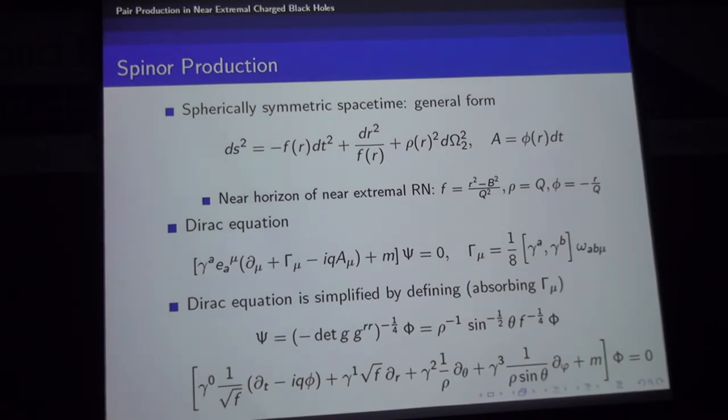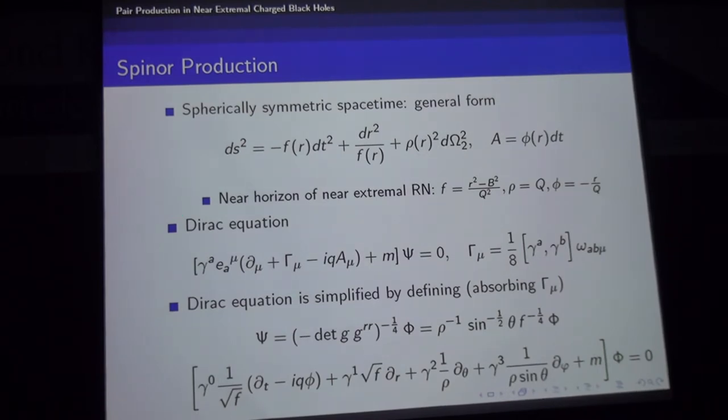So for the spinor field, first we consider, okay, writing down the more general spherically symmetric metric and the U(1) gauge field. So explicitly we will find a spinor solution for this particular background. Okay, for the near-extremal RN, the function f should be of this form, and rho is simply just the constant q. But for formulating the Dirac equation, we just use the general form, because it's a more abstract notation. Okay. So for this spherically symmetric spacetime, this is the Dirac equation.